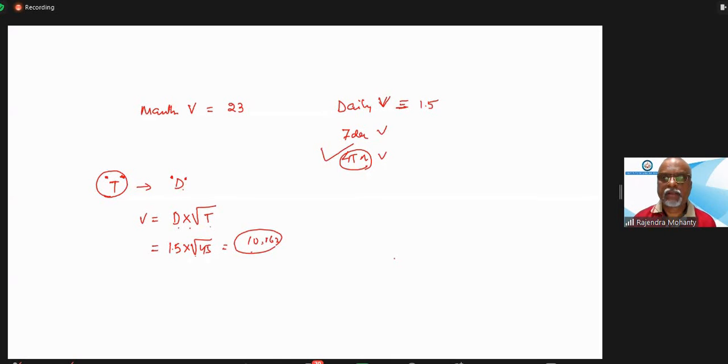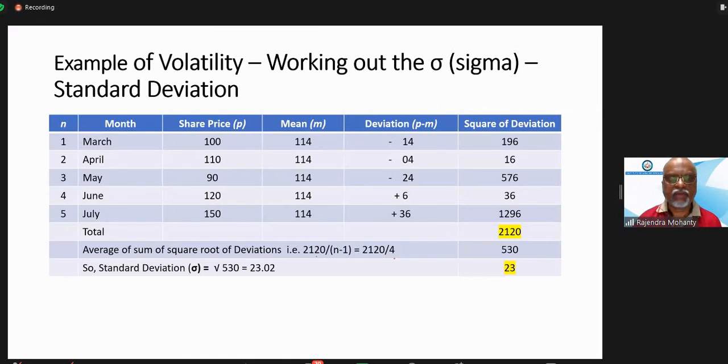Clear? Is it clear? Yes, sir. Volatility is clear. If it is clear, then I think today's time is over. Next, we will talk about two more things: what is BPV, basis point value, how it is calculated, and what is value at risk. These are again important. Questions will definitely be coming. At least 6 or 8 marks of questions will come on sensitivity and VAR volatility.